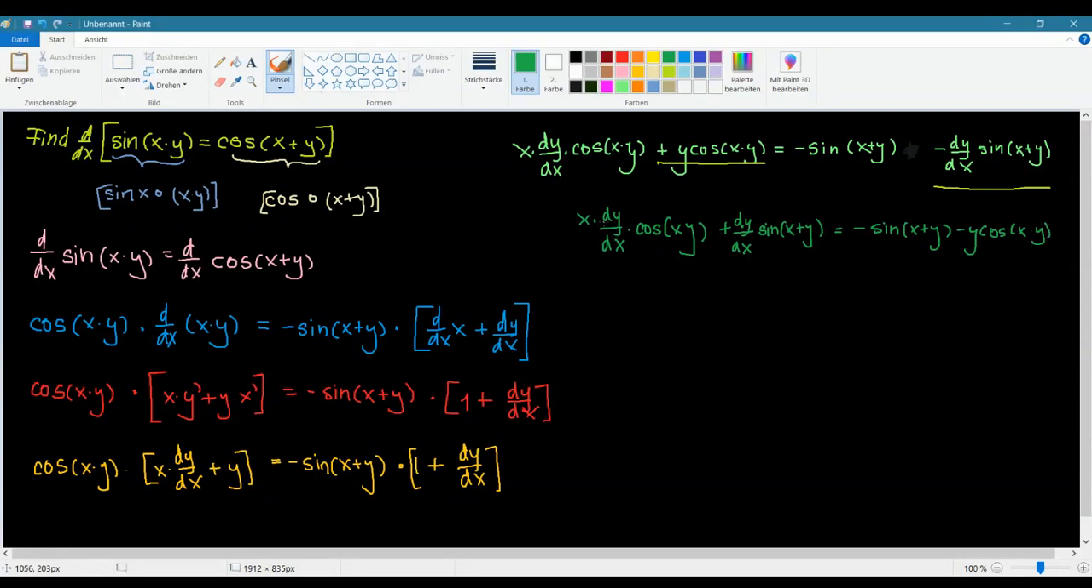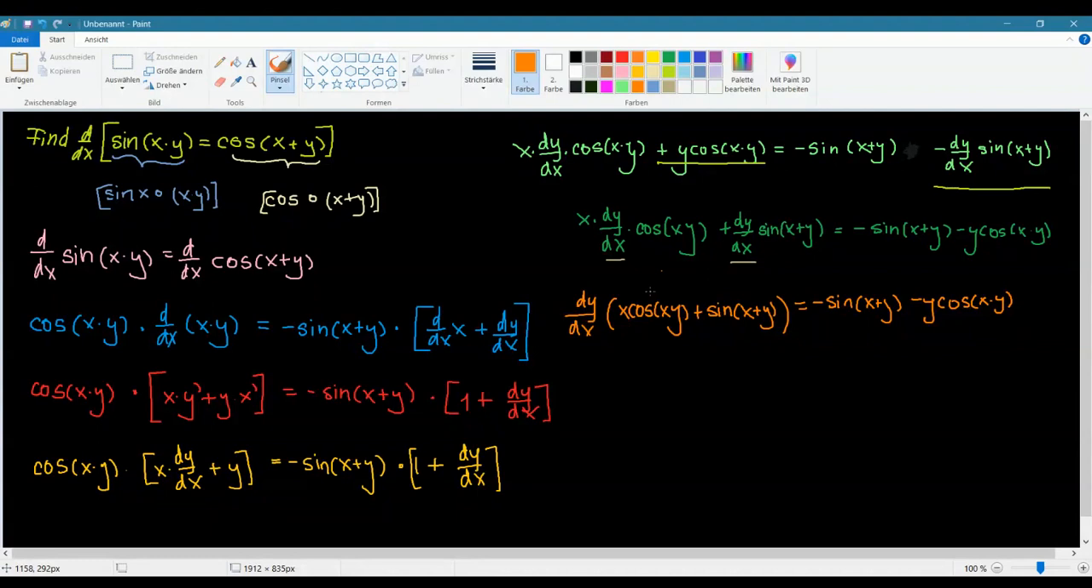Now we're going to factor the dy over dx's out by grouping. Here are our dy over dx's right here. And we want to factor those out by grouping. So we're going to take a bright color so we don't get confused with the left side of the page. And we're going to end up with dy over dx times x cosine of xy plus sine of x plus y equals negative sine of x plus y minus y cosine x times y.